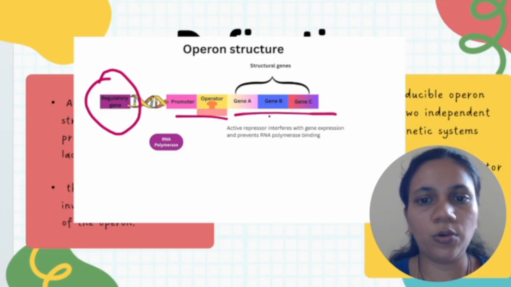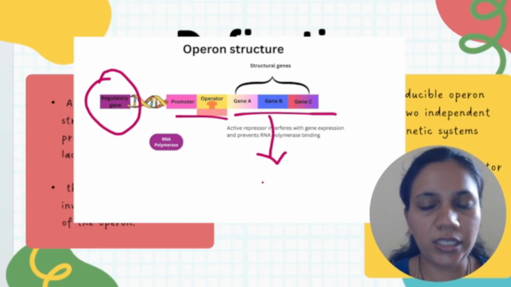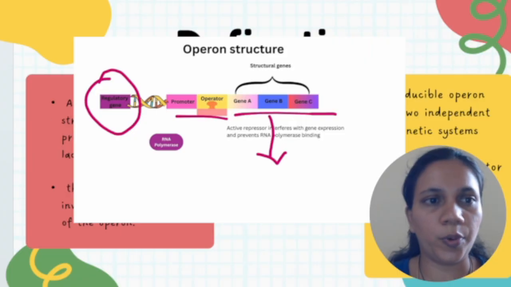Together these genes code for the proteins, which in turn carry out the metabolism of the biomolecule that we are studying. So this is the structure of an operon. This was a quick review or quick recall.